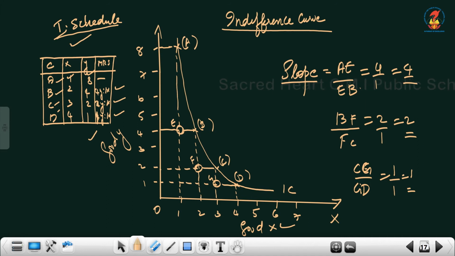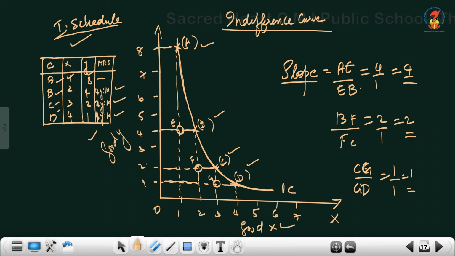Again, 2 and 4. Next is 3 and 2. And the last one is 4 and 1. Now, these are the different combinations A, B, C and D. I have created the boxes for the explanation. Now, after that we can join these end points. If you join these end points and draw a curve, you will get the indifference curve.